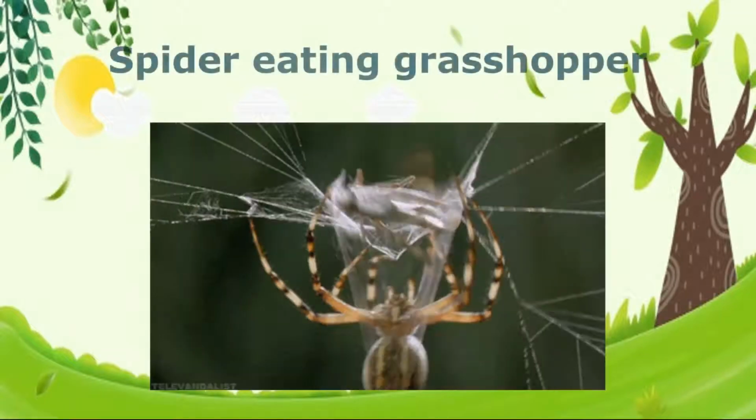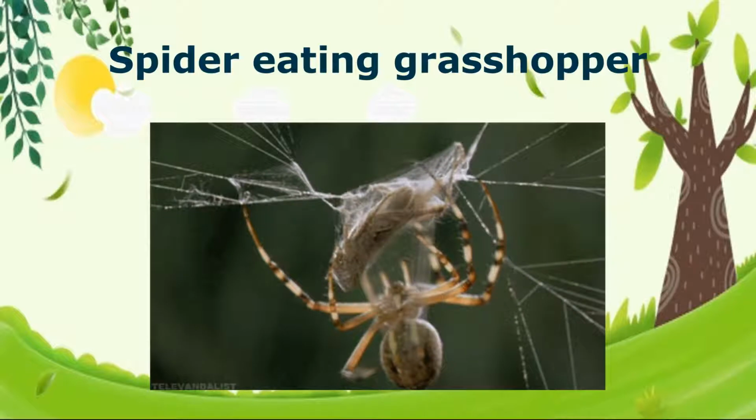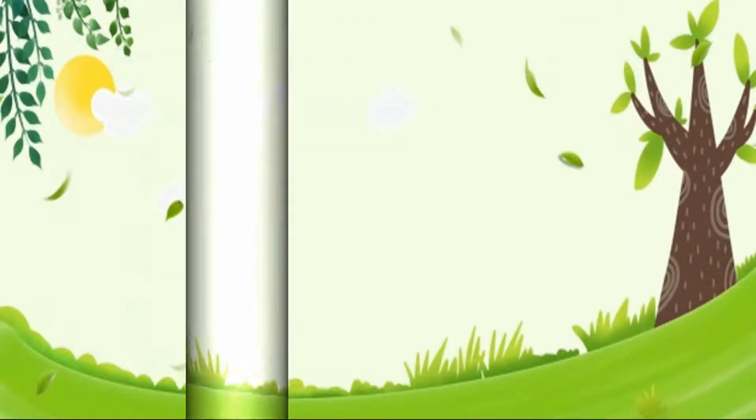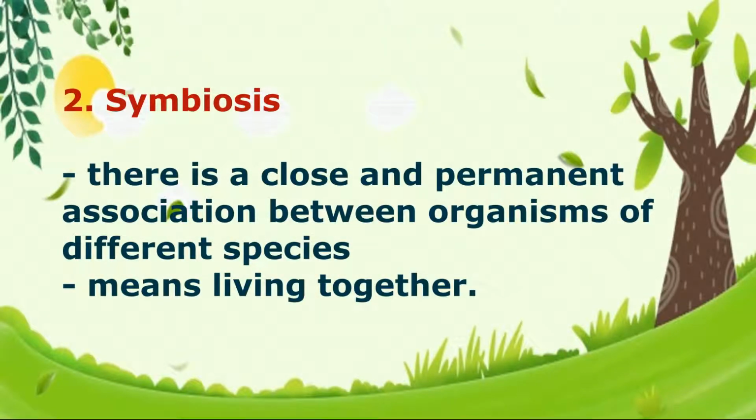A spider eating a grasshopper is another example. The spider is the predator while the grasshopper is the prey. Number 2 ecological relationship, symbiosis. The relationship in which there is a close and permanent association between organisms of different species. Symbiosis means living together.